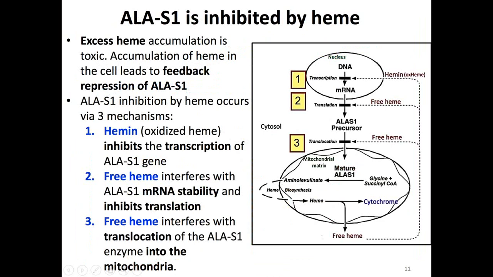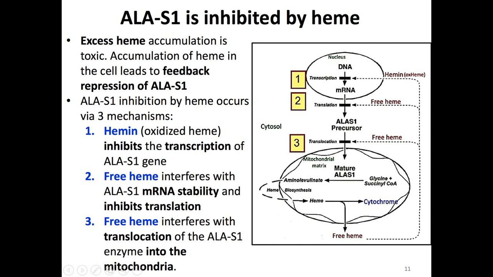ALAS1 is inhibited by excess of heme. When excess heme is accumulated, this gives a feedback repression to ALAS1. It can also be inhibited by three other mechanisms. One is that hemin, that is, oxidized heme, inhibits the transcription of the ALAS1 gene.